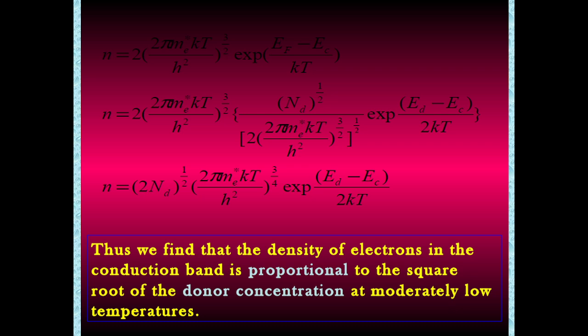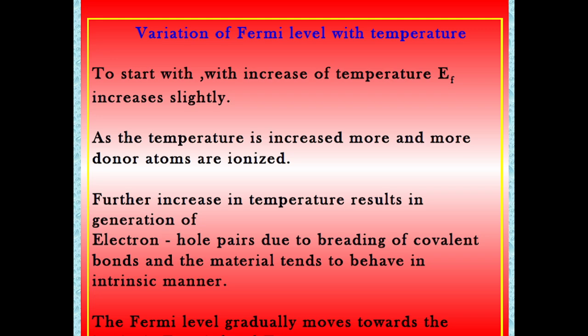The final value, that is the density of electrons in the conduction band, is proportional to the square root of the donor concentration at moderately low temperature. This is the value we can find in the n-type semiconductor. Now we have to see how the Fermi level varies with the temperature.